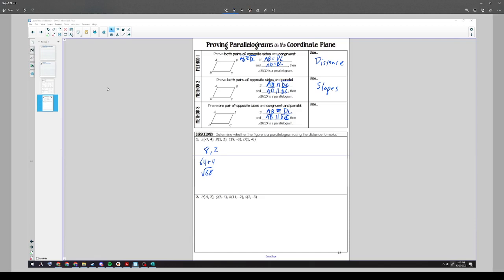In fact, I probably didn't even need to do the distance formula. I could just say from C to D is 8, and the y difference is 2. So this one was a difference of 8 and 2, and a difference of 8 and 2, meaning that they are the same length. They're both the square root of 68. So I know that AB is congruent to CD.